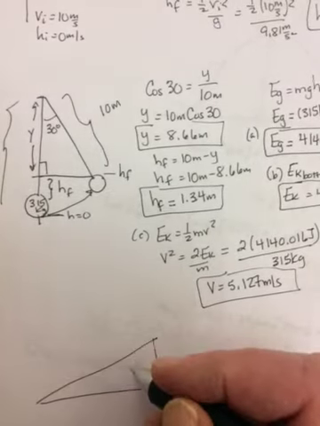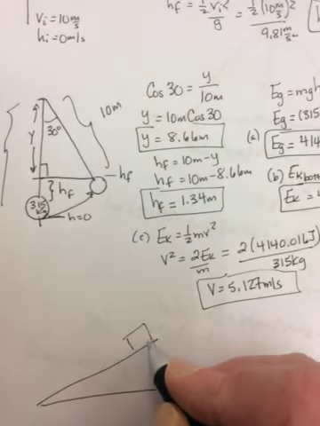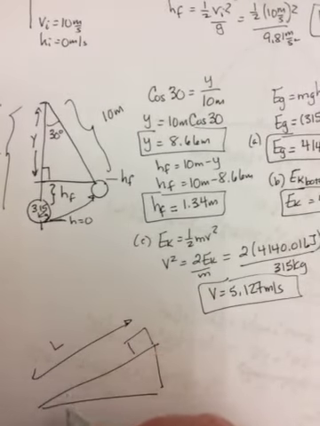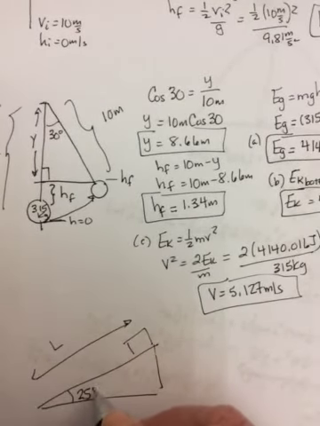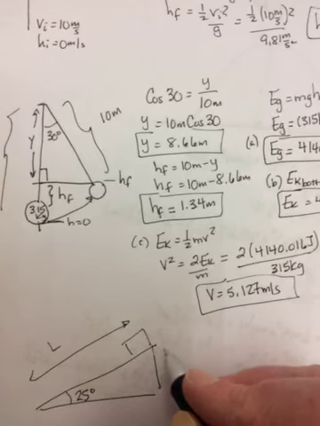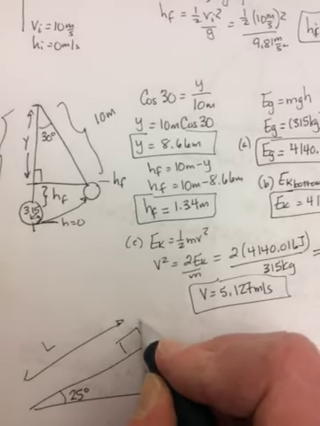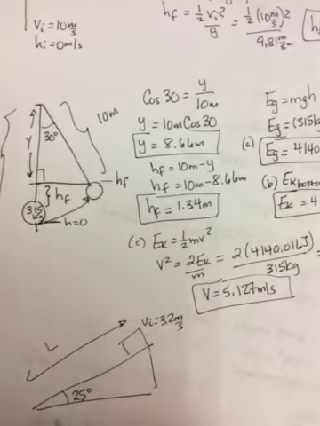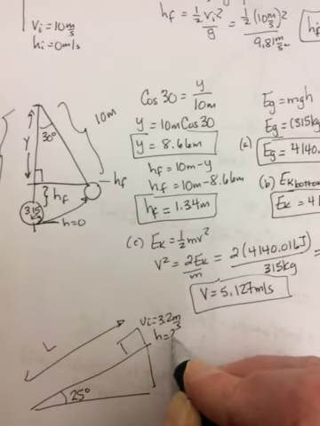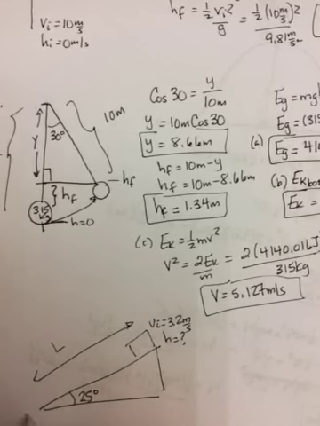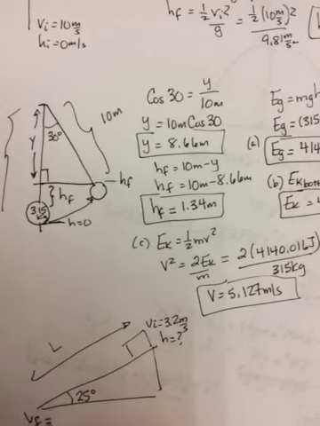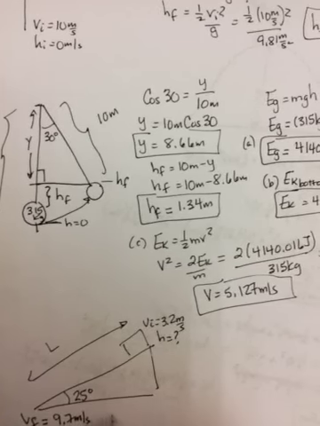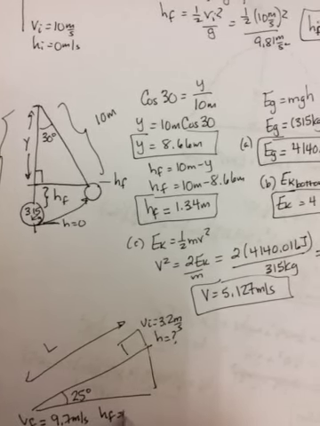A box is up here at the top. There's some length L that in the end you're going to find. This angle is 25 degrees. It tells us the mass. It tells us the initial speed up here at the top is 3.2 meters per second. We don't know the height up here. We know the speed at the bottom, the final, is 9.7 meters per second. And we know the height down here is 0.